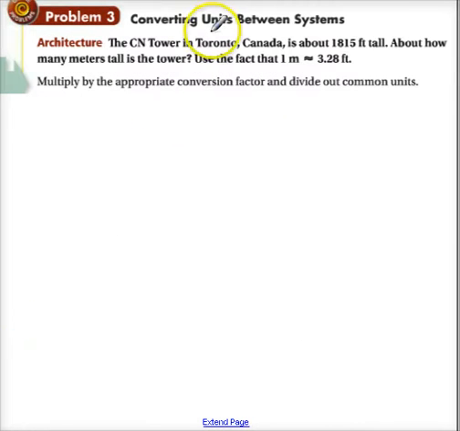All right, what if you convert units between systems, meaning metric and customary? The CN Tower in Toronto, Canada is about 1,815 feet tall. About how many meters is that tower? So feet and meters are in different measurement systems. We're going to use something called dimensional analysis or unit analysis. Here's what I mean. You may have to use more than one conversion factor. Start with what they gave you.